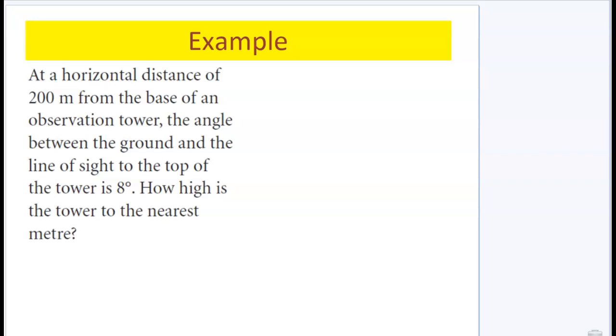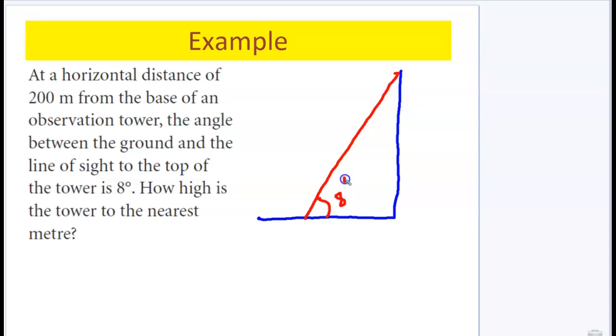Well, like in many word problems, the first thing we need to do is to draw ourselves a diagram of the situation. So we have our ground and we have our tower, a very straight tower. It says the angle between the ground and the line of sight to the top of the tower, so the angle from the ground to the top of the tower is given as 8 degrees. And it says we are standing 200 meters from the base of the tower. And the question is, what is the height of the tower?